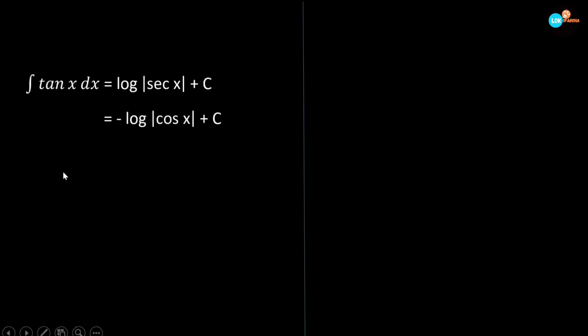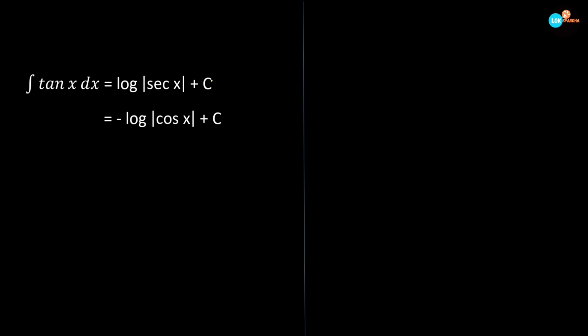That is the first one. The integral of tan x dx is log of mod sec x plus c. And one more formula, negative log of mod cos x plus c. Mod indicates that the log takes only positive values, so a negative value it will not accept. That is why mod. But how did you get this negative sign here?